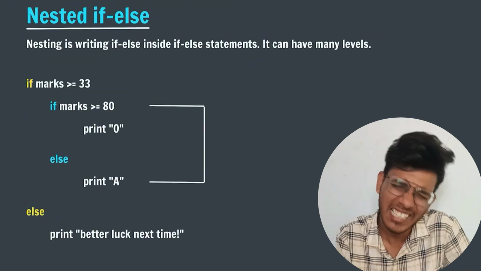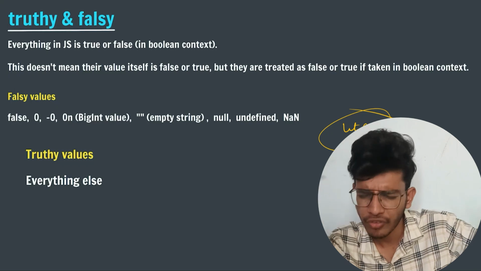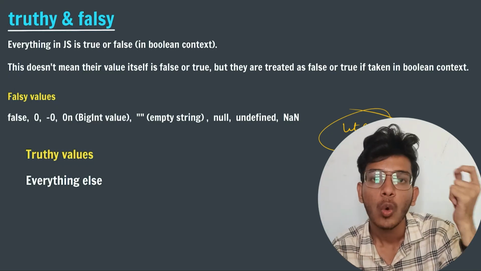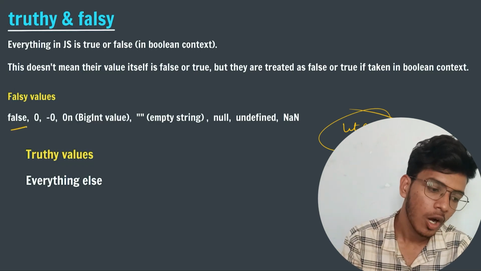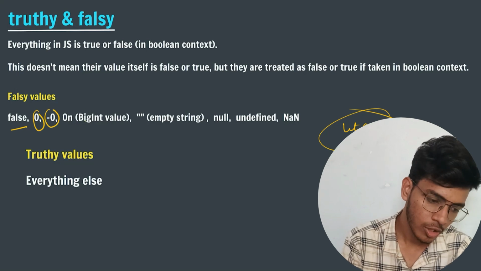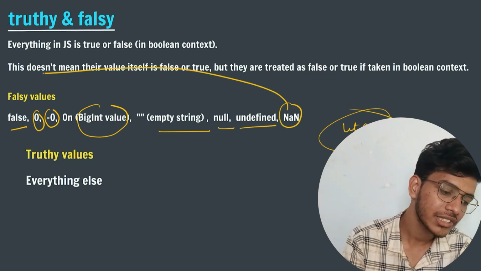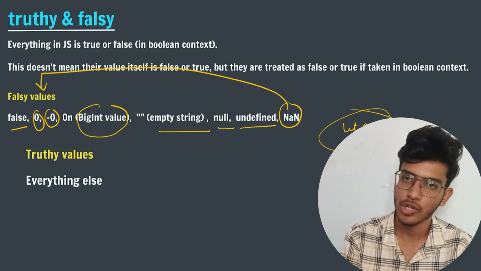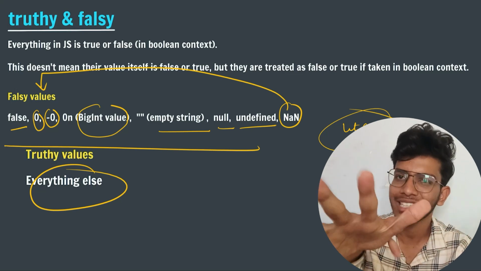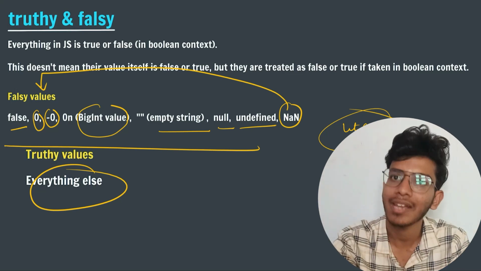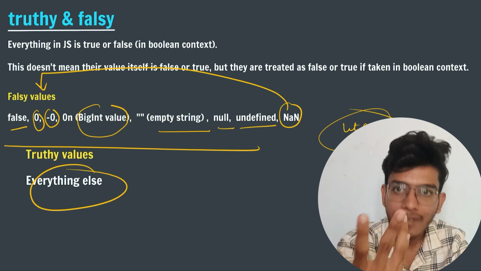I know this might be a little bit confusing, but everything can be broken down into either true or false. The things which are true we call truthy, and the things which are false, for example false, 0 or -0, BigInt zero, empty string, null, undefined, NaN, are all false values by default in JavaScript. Except these, whatever you write, let's say I create a variable a equals 10, or a string with Batman in it, will have true as the inbuilt value.